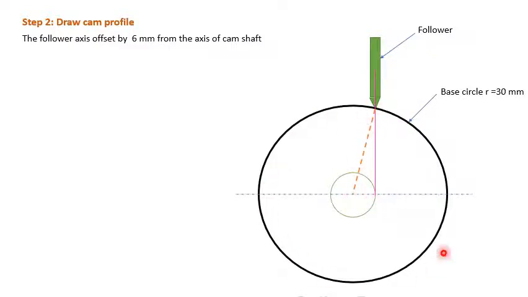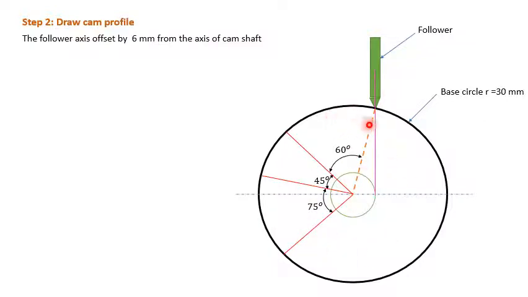Next, we have to divide this circle into different strokes with respect to this line. So first one is 60 degree. So measure 60 degree from this dotted line, then draw a line. Next, 45 degree, which is first dwell, measure 45 degree from this line. Next one is 75 degree, measure 75 degree from this line, then draw a line. Okay, so this is outstroke, this is first dwell, this is return stroke, and the remaining portion is second dwell.